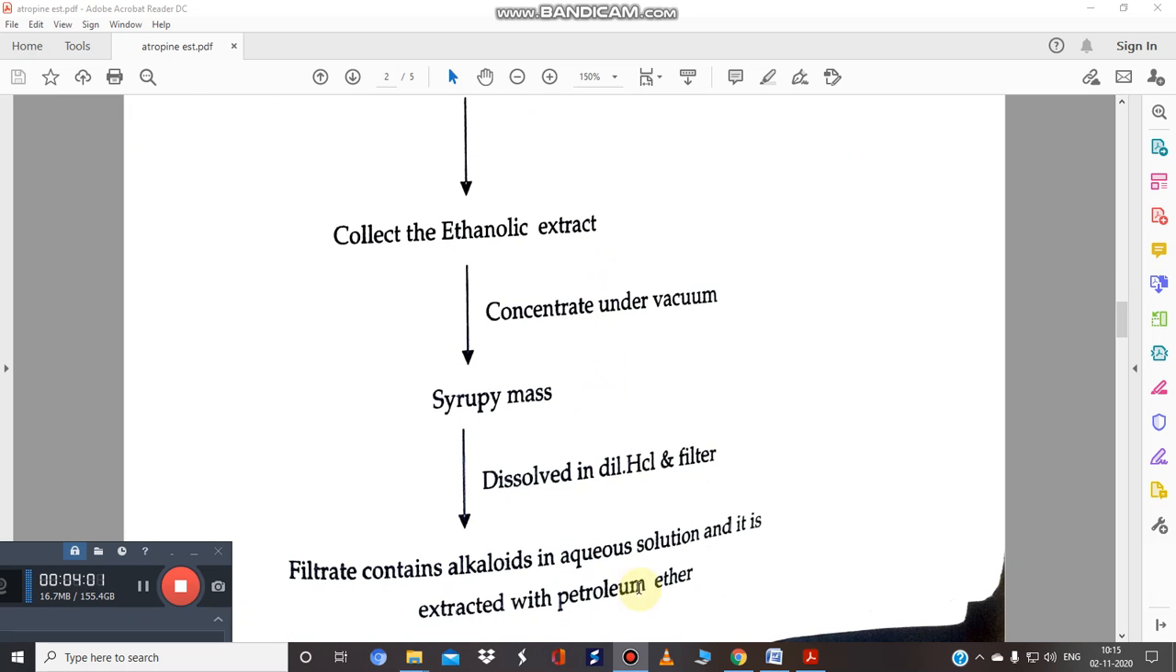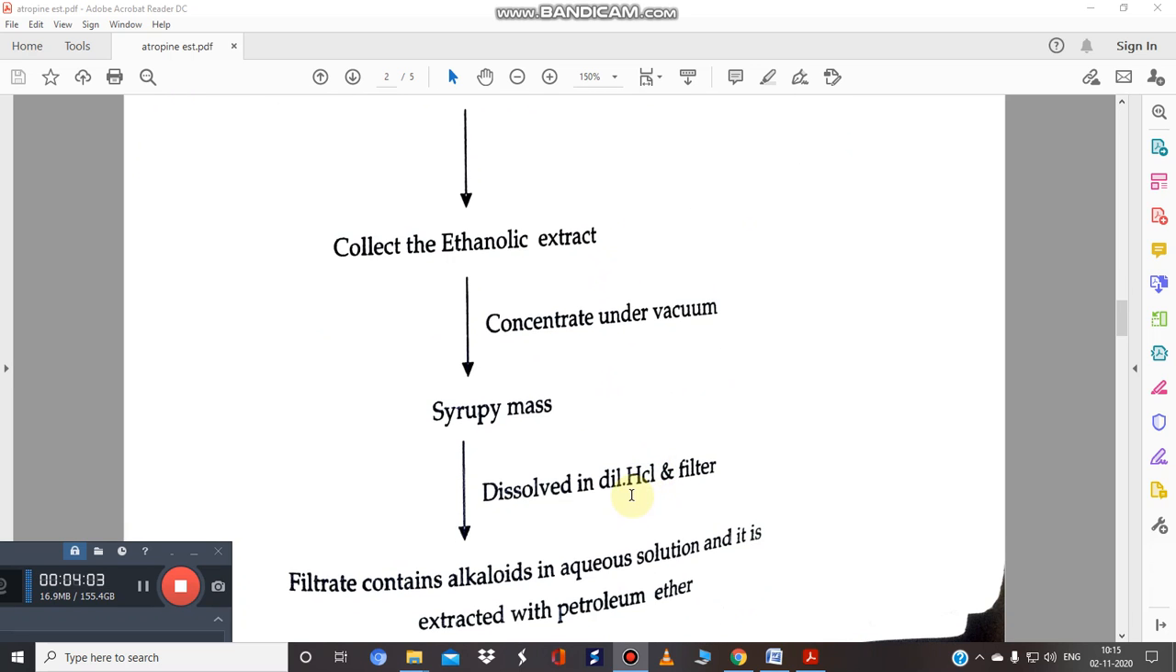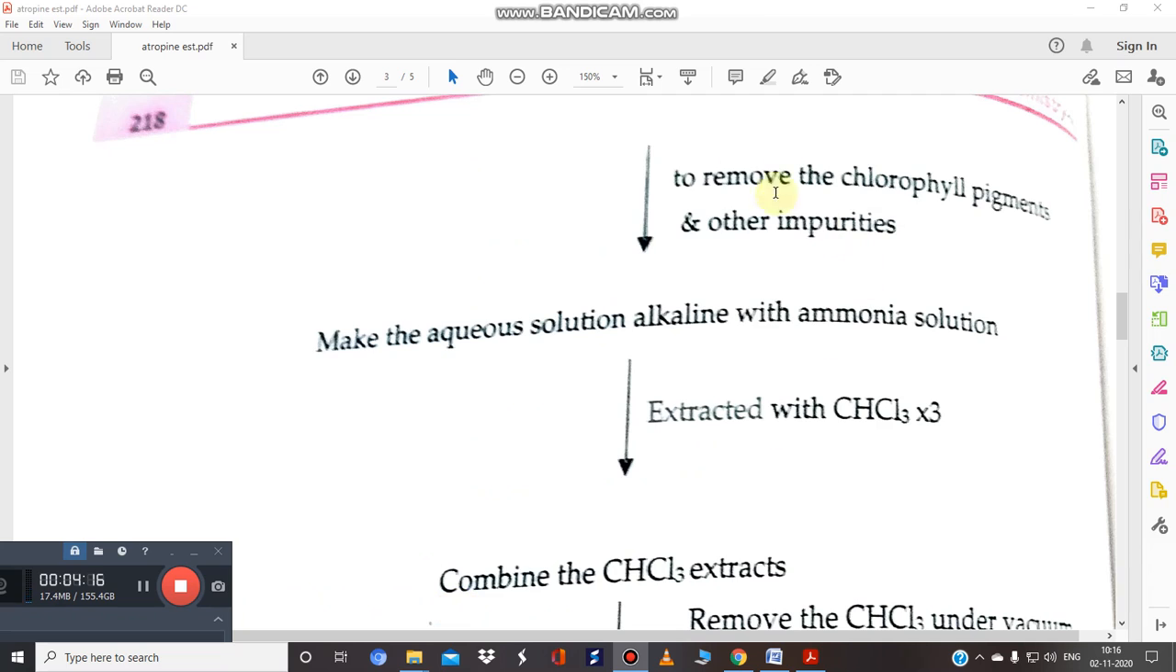When we add HCl over here, as written, the filtrate contains alkaloids in the aqueous solution, and then it is extracted with petroleum ether. Why was it extracted with petroleum ether? This is the answer: to remove the chlorophyll pigments and other impurities, we have to use a non-polar organic solvent, because only then will we obtain the particular compound in a pure form.